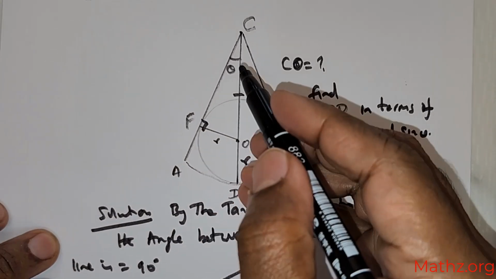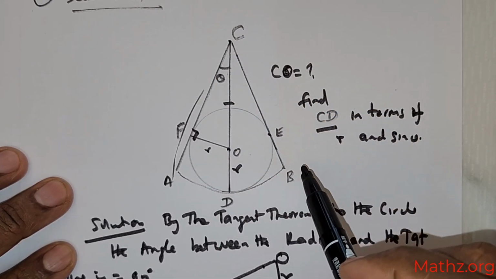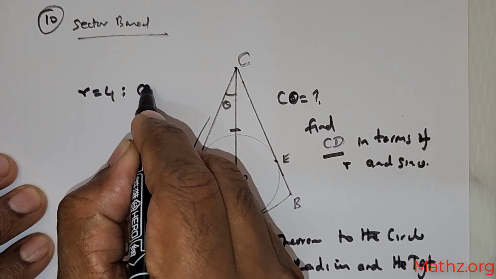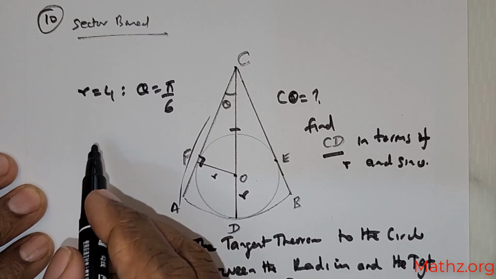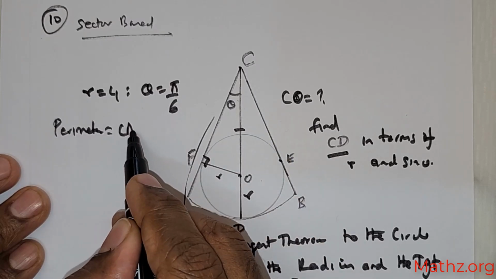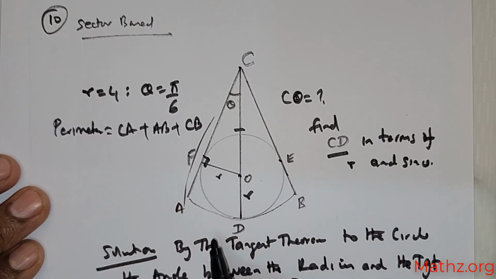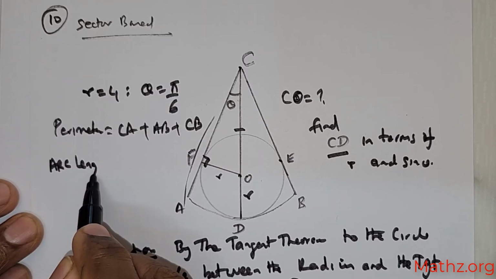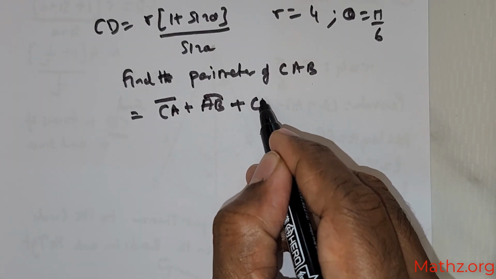Now the next question they are asking us to find the perimeter of CAB. Now what they are giving us is R is equal to 4 is given, and then theta is equal to pi over 6 is given. Now perimeter means that would include CA plus AB plus CB. Now AB is nothing but arc length.